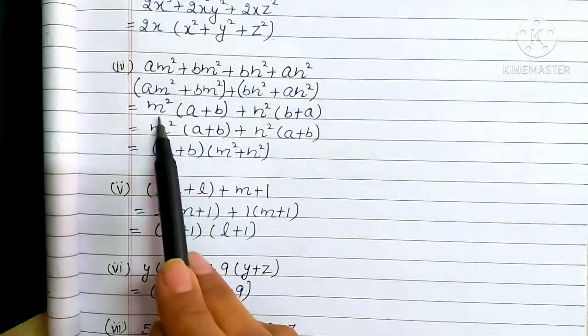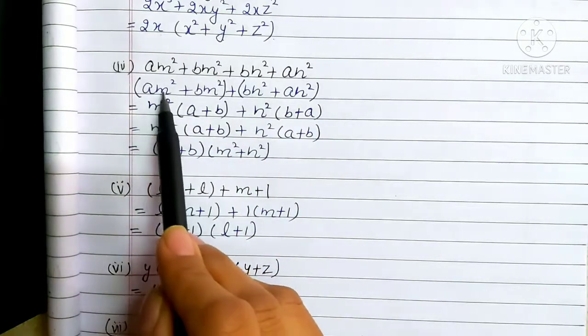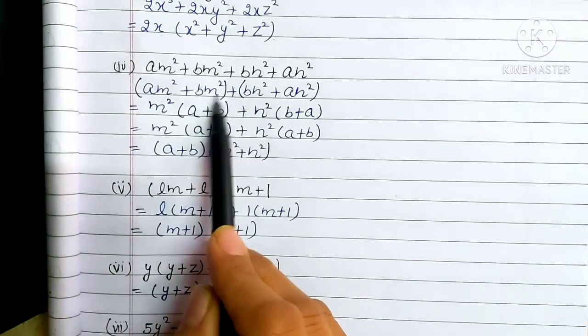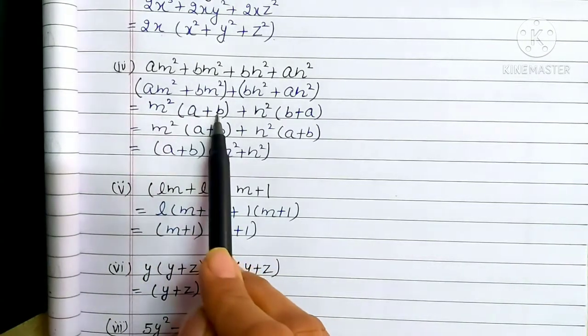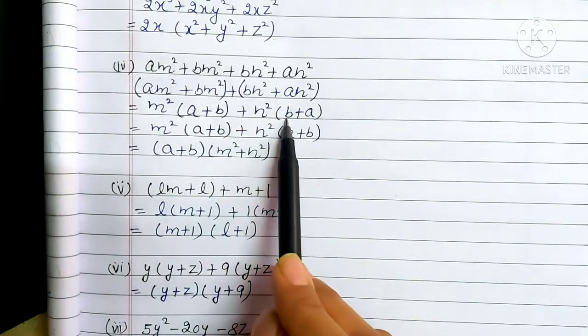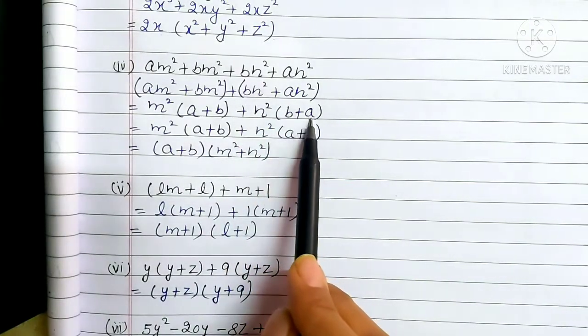From first 2 terms, I'll take m square common. If I take m square, only a will be left. If from here I take m square, then only b will be left. From here n square I have taken common, then only b is left. And from here plus a is left.